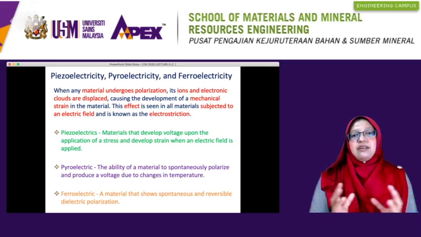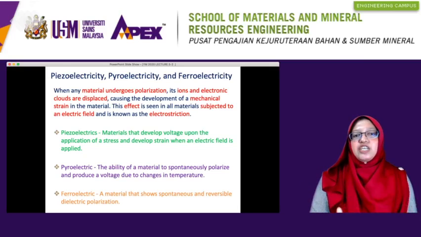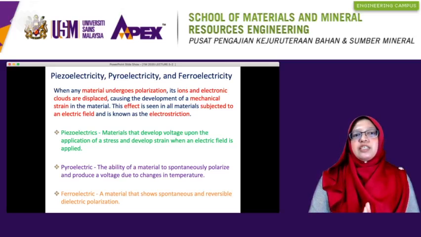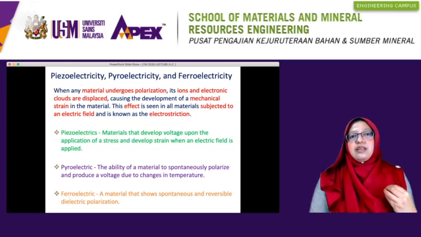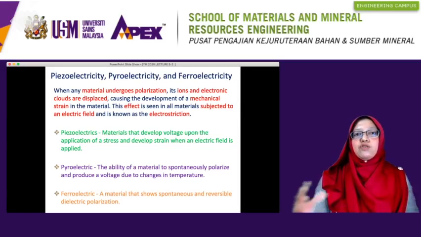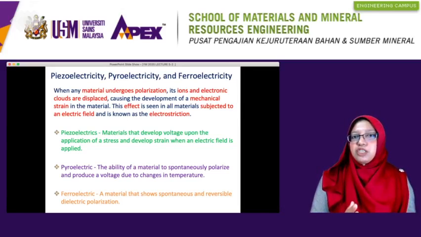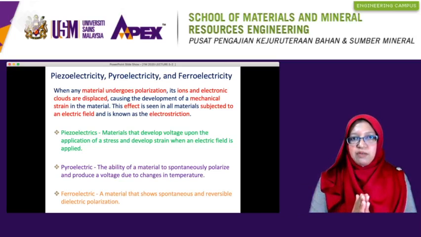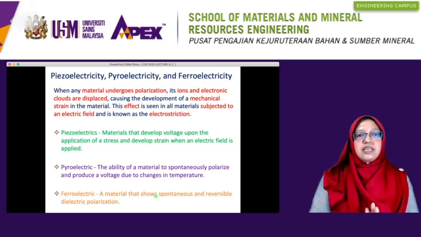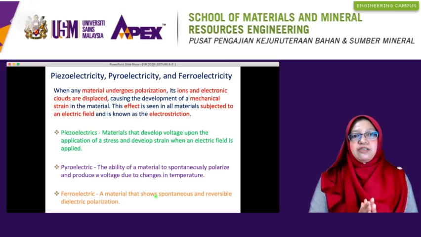Materials that develop voltage upon the application of stress and develop strain when an electric field is applied are known as piezoelectric materials. The ability of a material to spontaneously polarize and produce voltage due to changes in temperature is known as pyroelectric material, and a material that shows spontaneous and reversible polarization is a ferroelectric material.